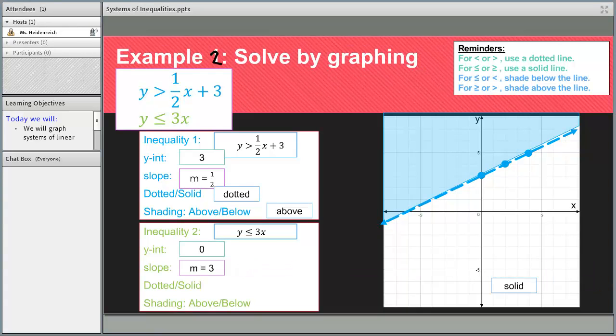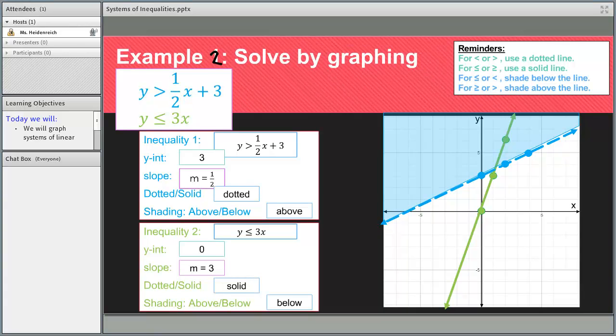All right, we're beginning to reveal. If you weren't sure what the y-intercept would be, it would be 0 for this green inequality because it's 3x plus 0. And our shading down there. Okay, so we've got a y-intercept of 0 and a slope of 3.